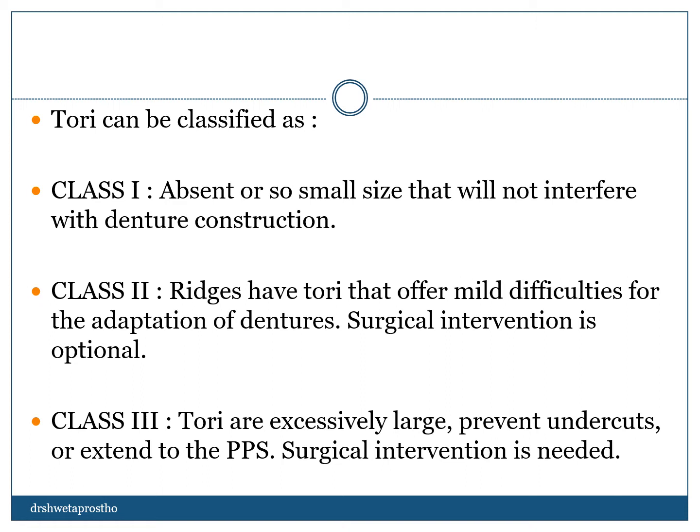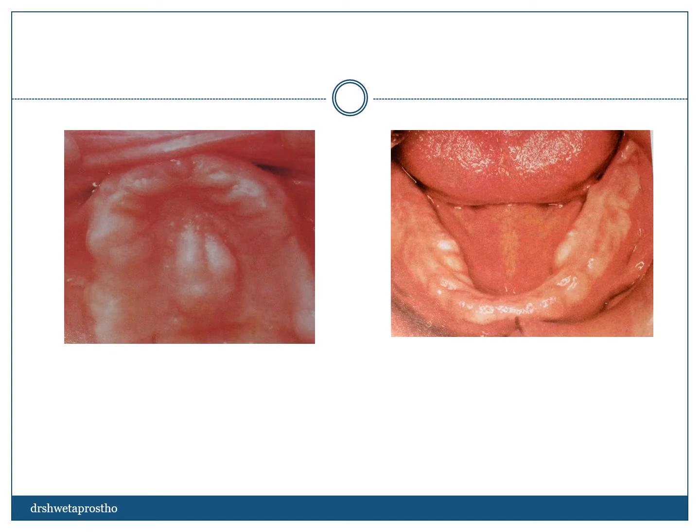Class 3: tori are excessively large, prevent undercuts, or extend to the posterior palatal seal in the maxilla. Surgical intervention is needed in this case. So if the torus is large or it prevents the seal of the denture, it should be surgically excised. We can see the first picture of a palatal torus and mandibular lingual tori in the second one.